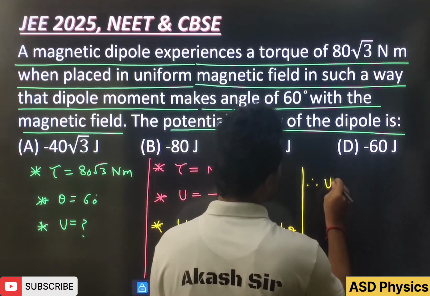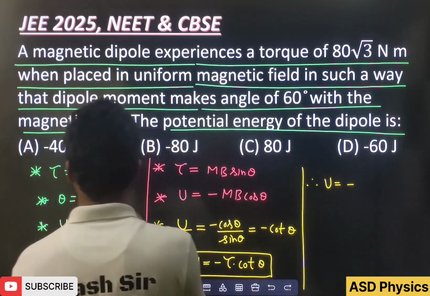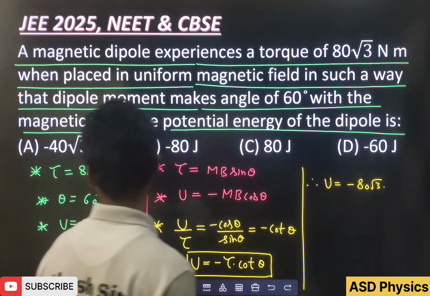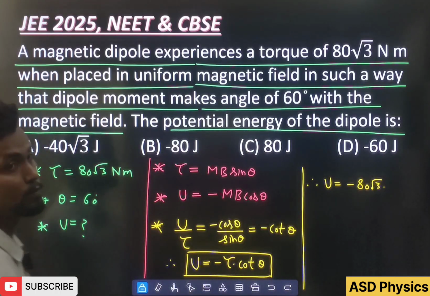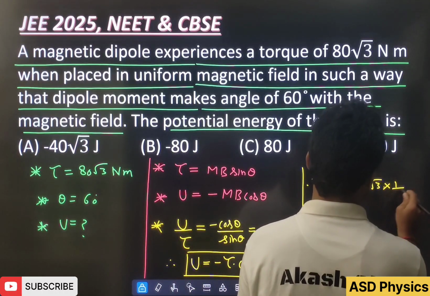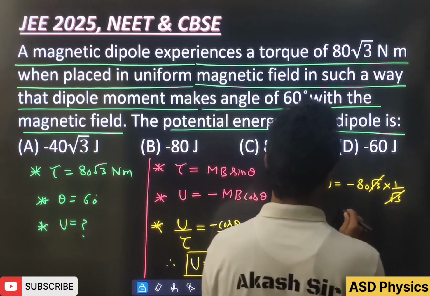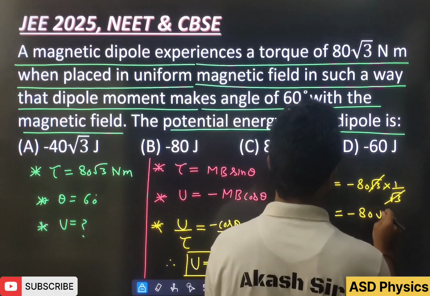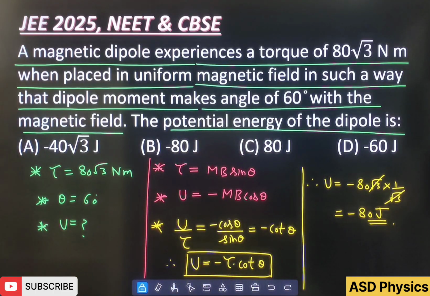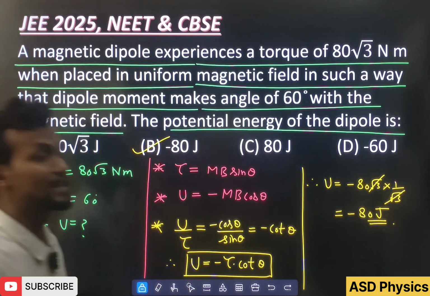Okay, so hence this U will come as minus, what is the value of the tau? 80√3. And theta how much is given? 60 degree. Cot 60 how much here? Tan 60 is √3, so cot 60 is anyhow 1 by √3. Is it? So √3 cancel, how much here? Minus 80 joule, because U is the energy. So you can see very well minus 80 joule. Which option is correct here? The correct option is option B, minus 80 joule. Is it?